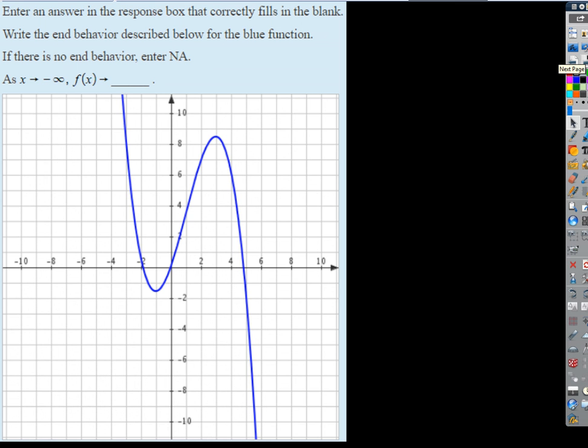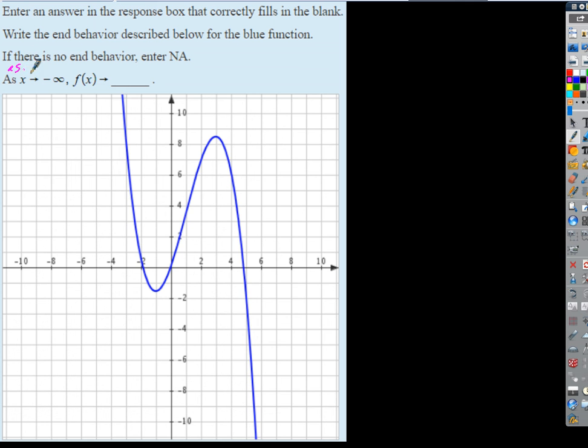Okay, this is a little different. This is the end behavior part, right? So we want to get at this idea of what's the end behavior of the blue function. This is kind of an algebra 2 notation. As x, that means approaches. The arrow means approaches in math. As x approaches, and I'll write that down up there. This is how we would say this.